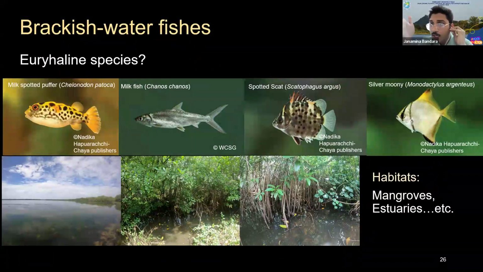Otherwise, there will be fatal predatory consequences. So they have to camouflage into their environment. So these are really colorful as well.